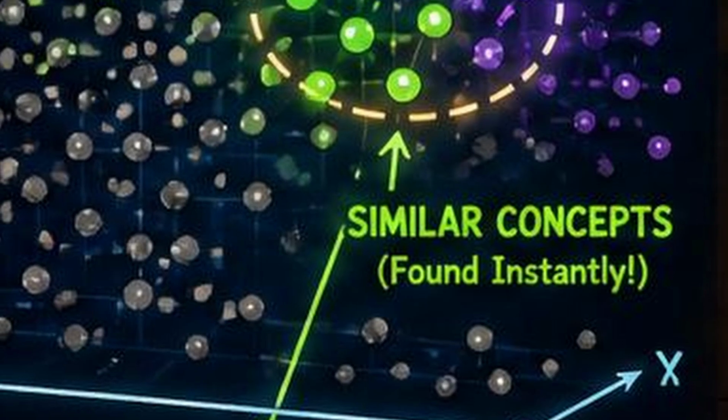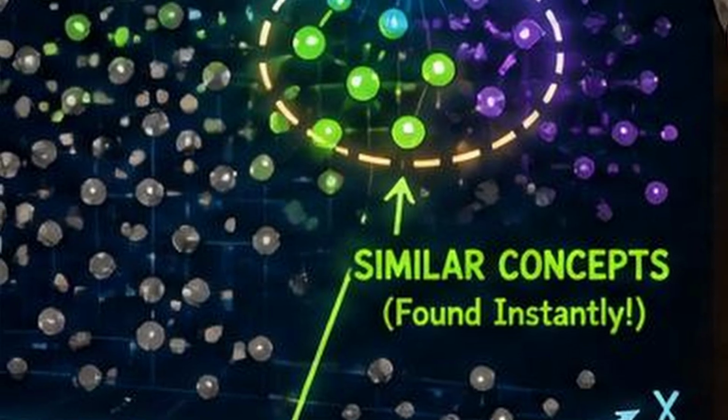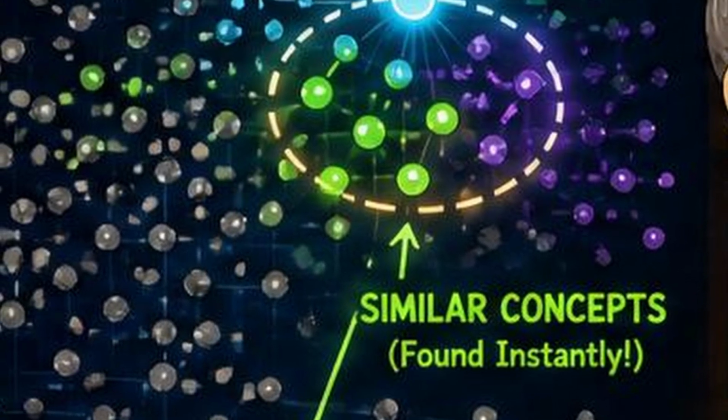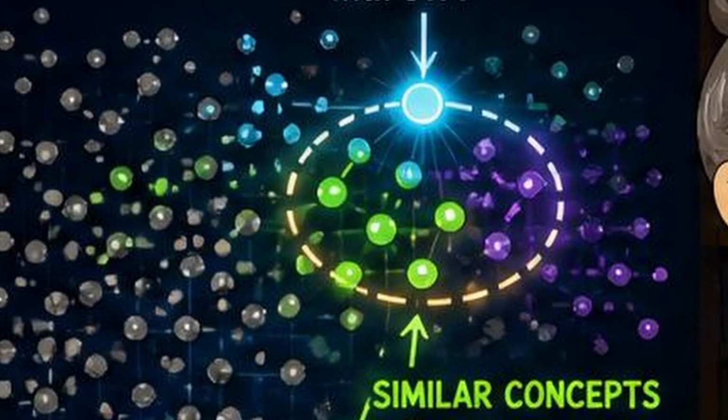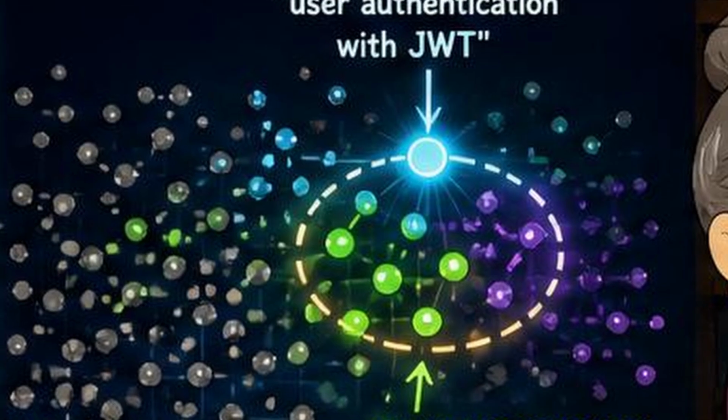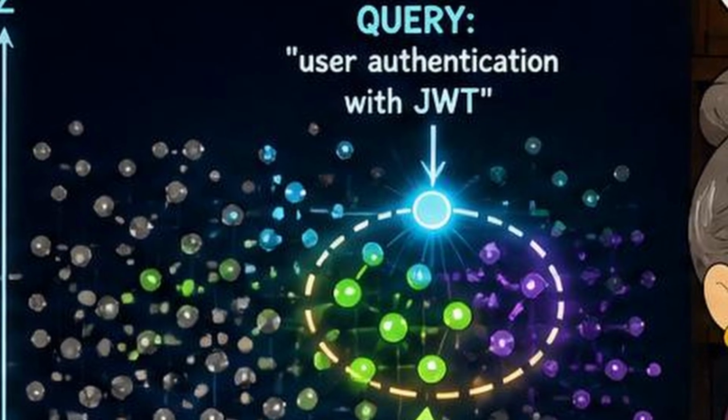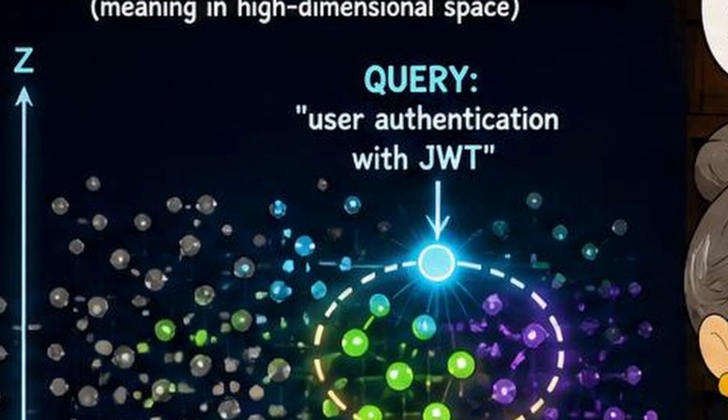Because the information is stored as vectors, similar ideas end up close to each other in vector space. When a user submits a query, the database looks for nearby vectors and returns the most relevant results. This is what makes semantic search possible.